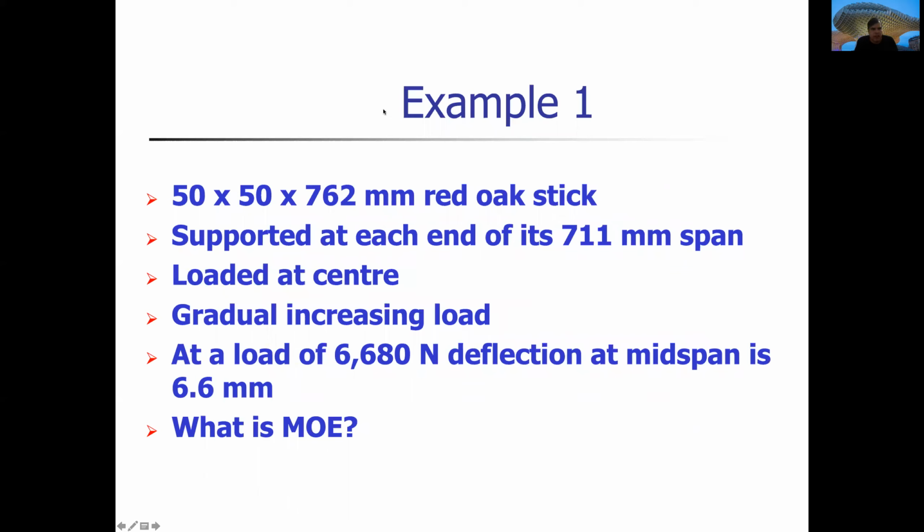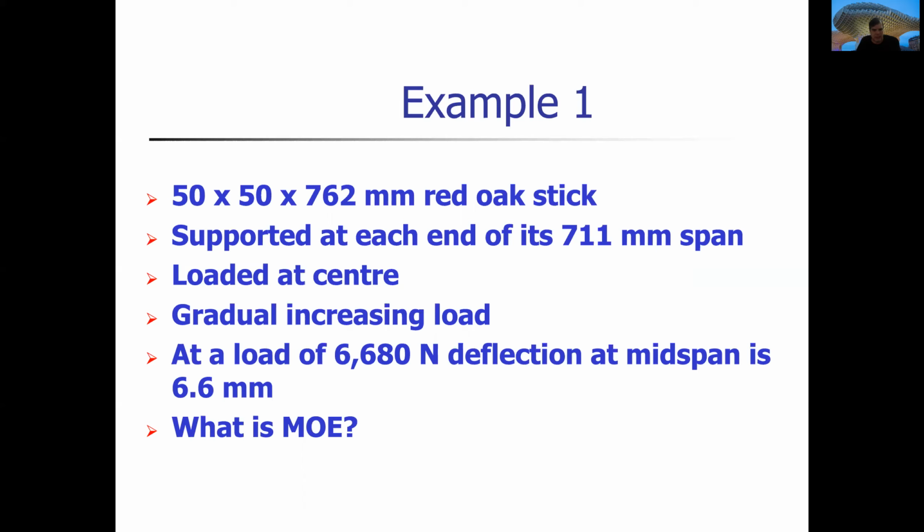Example number 1. Here we have a piece of red oak stick. It's 50 by 50 by 762 millimeters. Usually, because the dimensions of the material are very small, millimeters are used to calculate these elements. It is supported at each end with a 711 millimeter span. I mean, the material is 762 millimeters, but the span, that is the number that we need, is 711 millimeters.